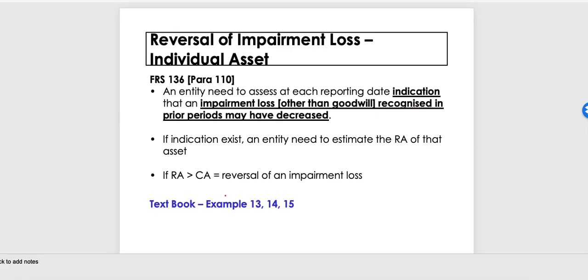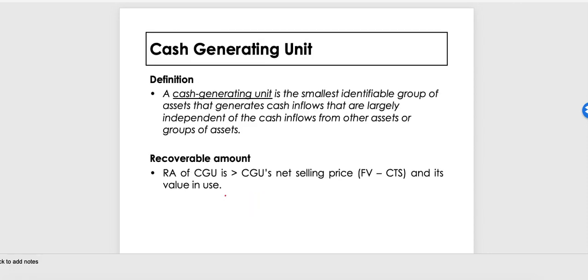Reversal is not covered in your syllabus. Basically, cash generating unit is also not covered, but I'll just explain here. A cash generating unit is the smallest identifiable group of assets that generate cash inflow that are largely independent of the cash inflow from other assets or groups of assets. For a cash generating unit, they also need to do an impairment test.